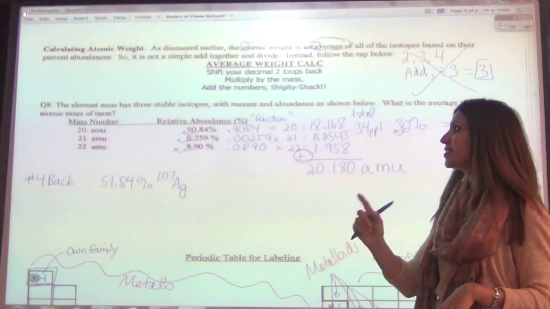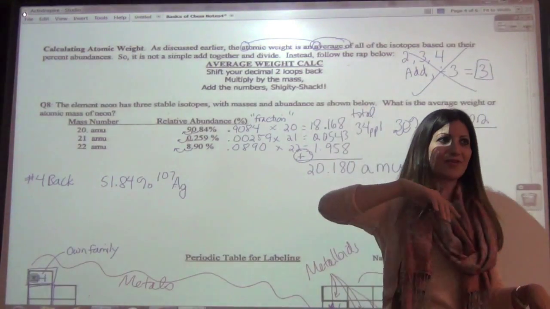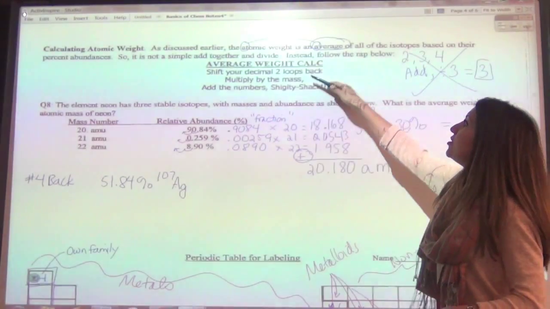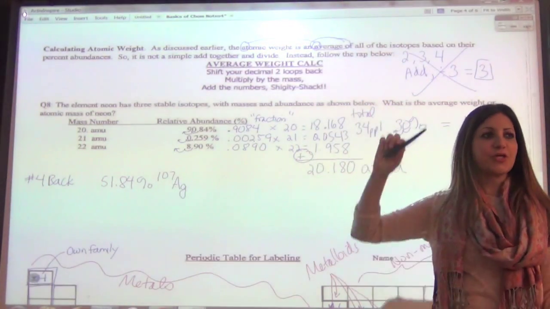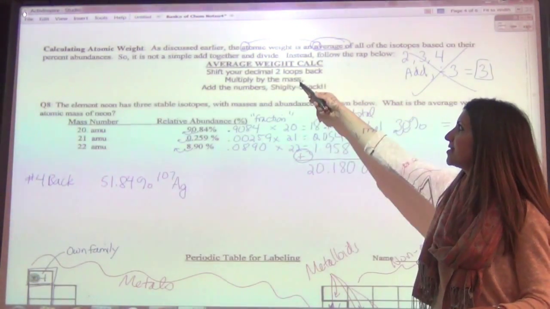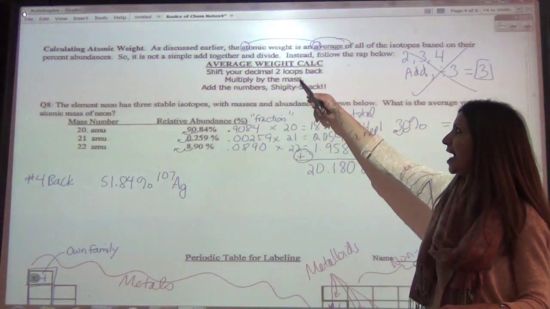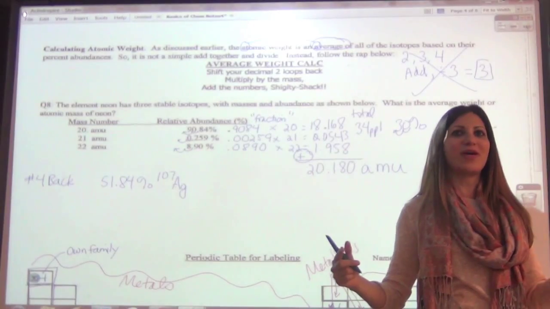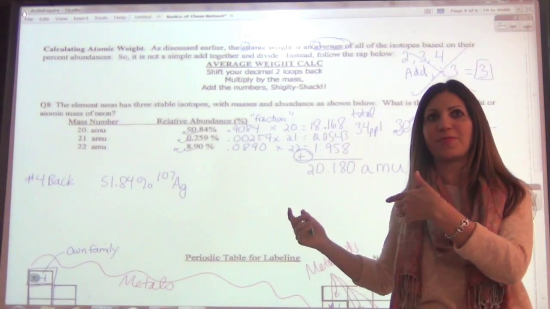So what's the first step? And we're going to do this little rap thing together here. The first step is, so actually let's just say it together. Ready? Shift your decimal 2 loops back, multiply by the mass, add the number, shiggity shack. And the sooner that you memorize that, the easier these problems will be, okay?